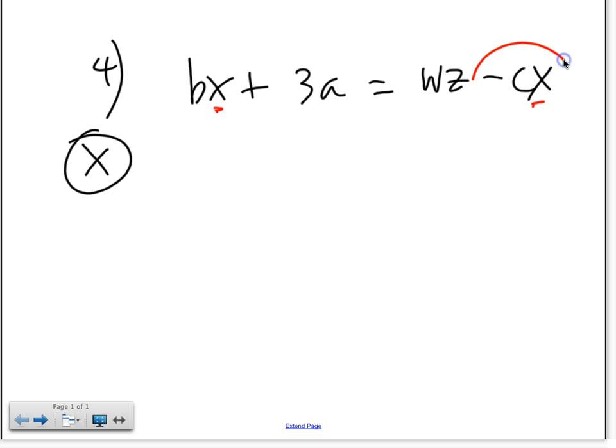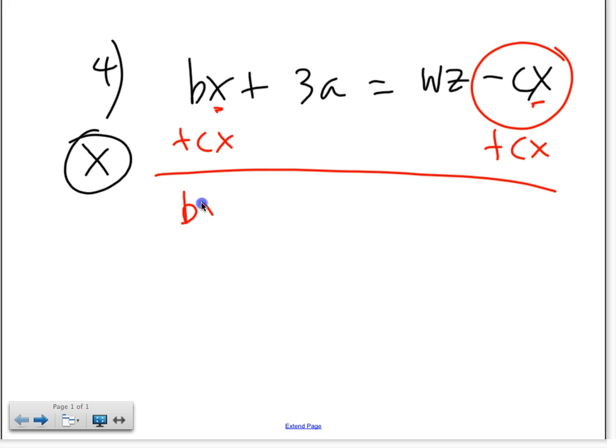How do I move this over? Just like before, how do I move that entire term over? Add it. So I add the cx over. It's a happy face. So it will look like this. Is that true? I just moved the cx over.